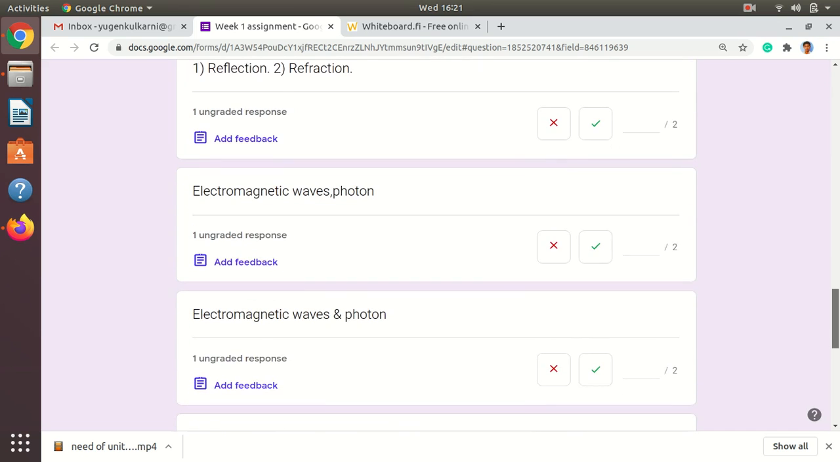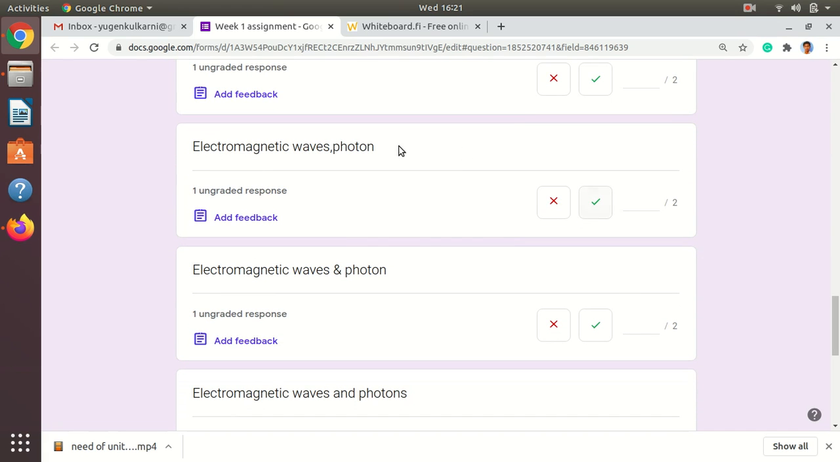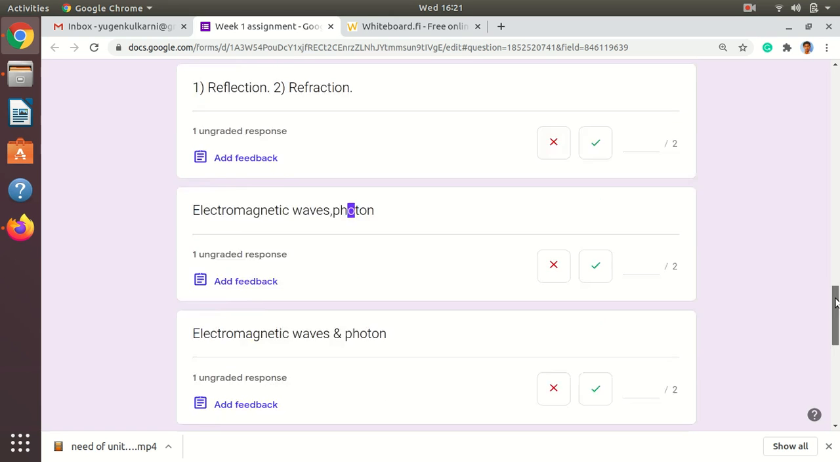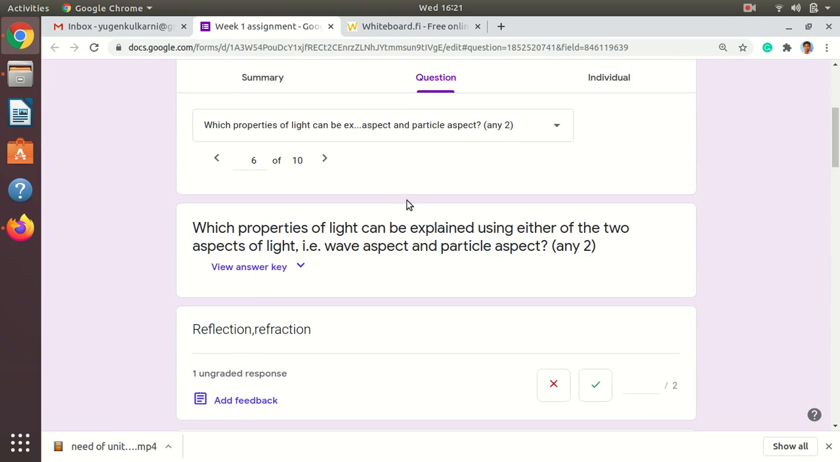Yeah, okay. So some of you might have been confused. They have written electromagnetic wave and photon. These are two aspects of light, right? You are right, these are names of wave and particle, but we asked which properties of light can be explained using these two, wave nature and photon or particle nature. That is the question, and the correct answer should be reflection, refraction and rectilinear propagation.